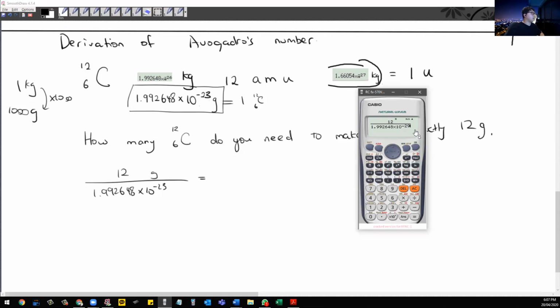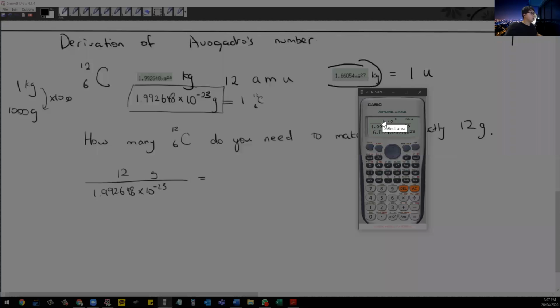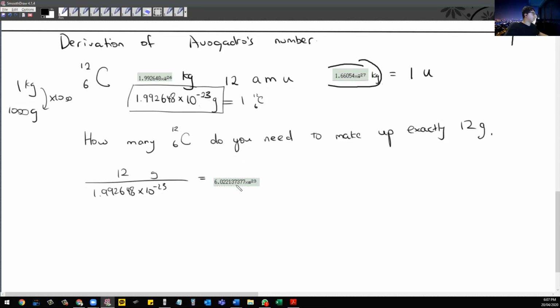Then what you get is Avogadro's number. So that's the derivation of Avogadro's number. That's where it comes from. You simply ask the question, how many carbons do you need? How many carbon 12? Not carbon 13, not carbon 14, just carbon 12, okay? How many carbon 12s do you need so that it weighs exactly 12 grams? And then you get this one.